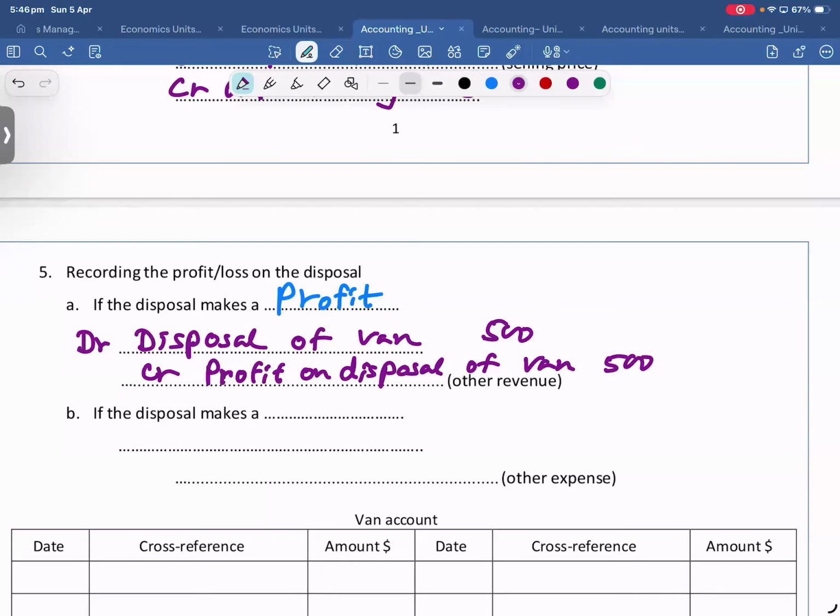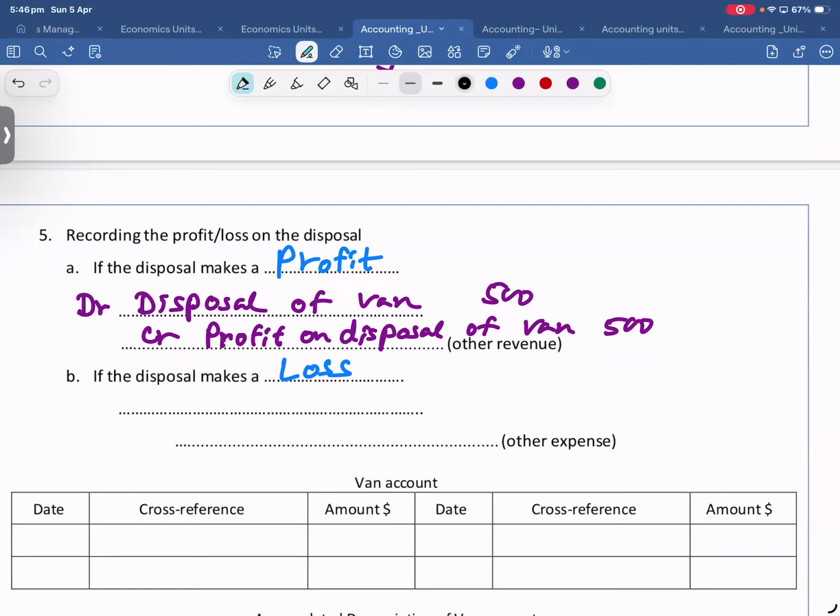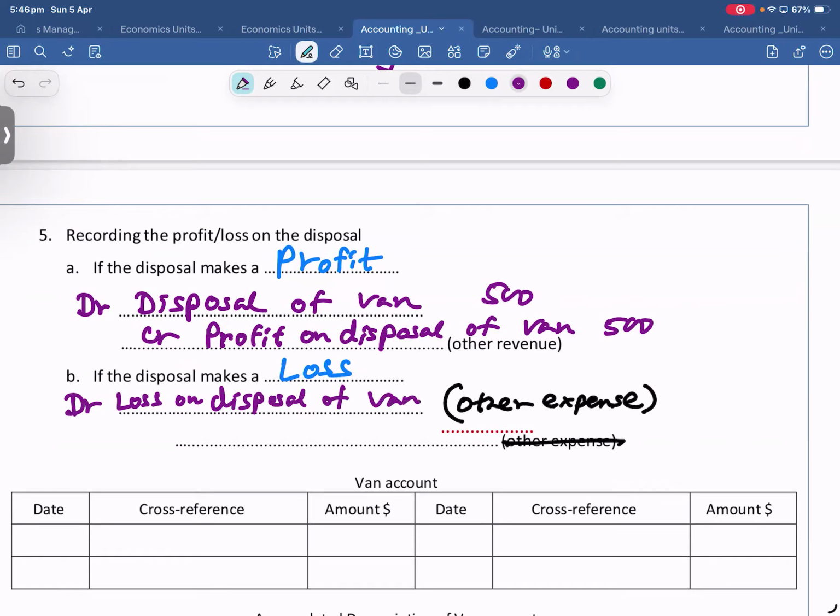Okay, guys. Now, the opposite: if the disposal makes a loss, what will happen? There is a small mistake, okay? This one, the other expense should be coming here. So you're going to debit the loss on disposal of van, whichever the amount it is, and then credit the disposal of van.